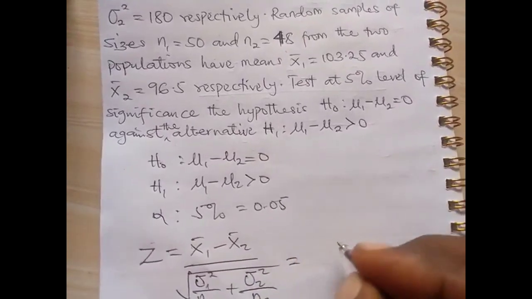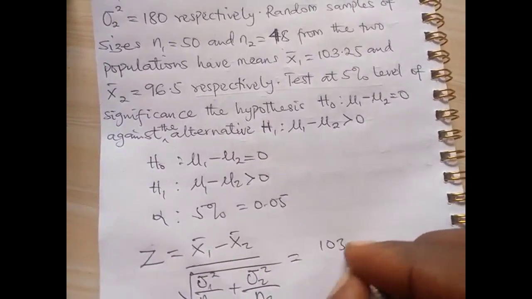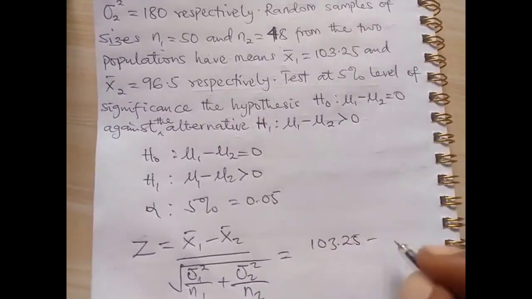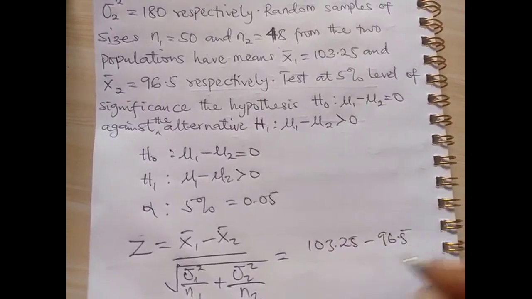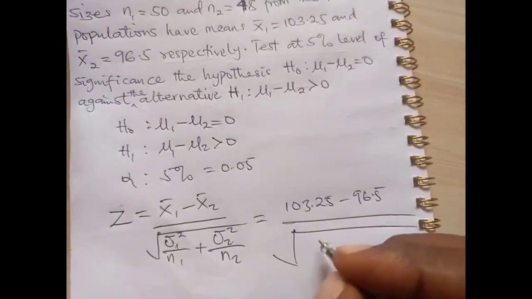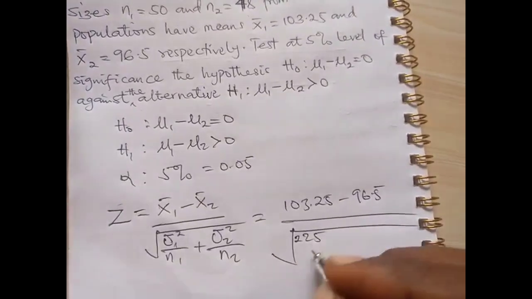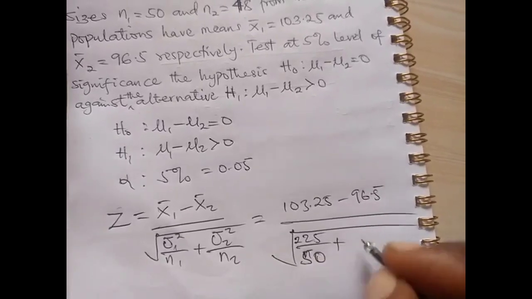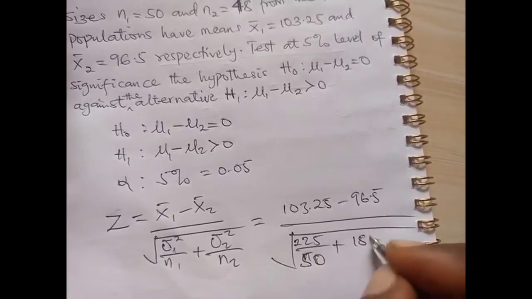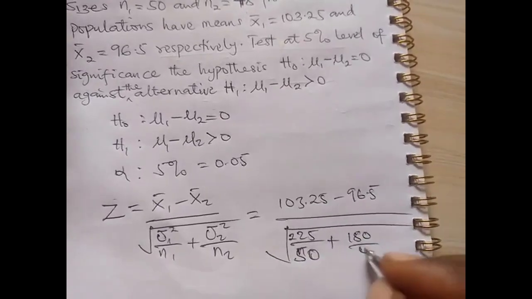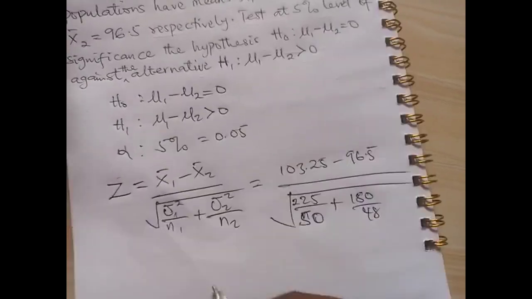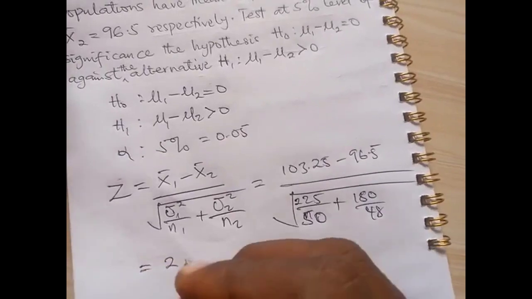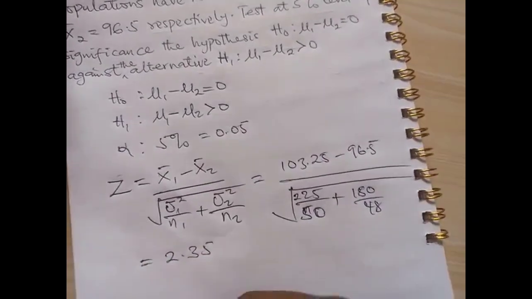If we fix the values, we have (103.25 minus 96.5) over the square root of 225 over n1. Sorry, our n1 is 50, plus 180 over 48. And if we press the calculator on that, we'll get 2.35 approximately.